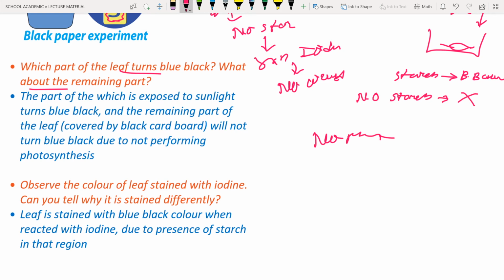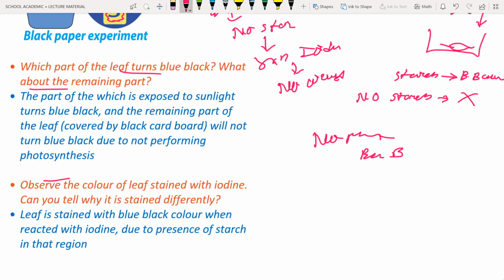The next question is, observe the color of the leaf stained with iodine. Can you tell why they stain differently? The leaf is going to stain with a blue black color. That is due to the reaction of starch with iodine. If no starch is present, the leaf is not going to react.